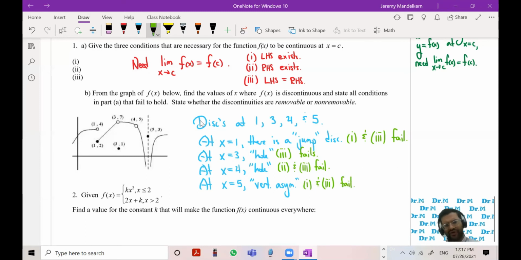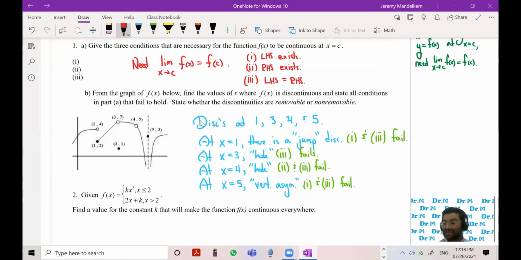Now, as far as whether these discontinuities are removable or not, it depends on the convention you're using. So here, if you're allowed to redefine the function at the discontinuity, including the ability to delete a point on the graph, then we could say that the discontinuities that are removable are the ones at x's 3 and 4.